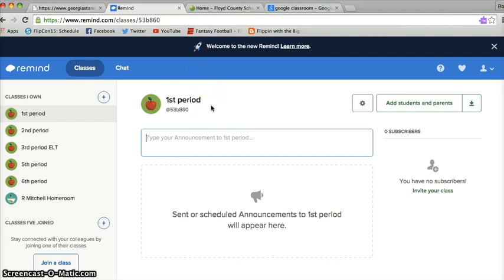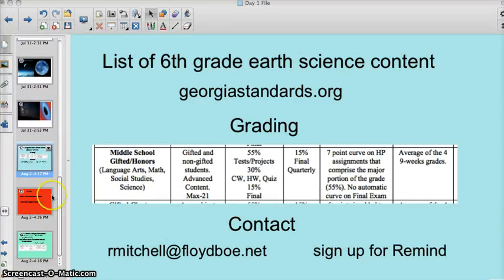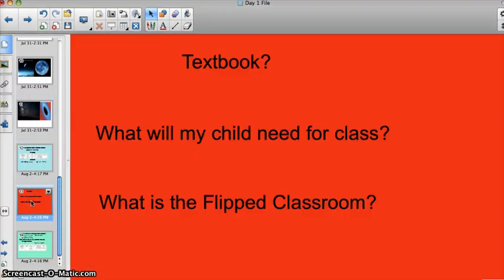Remind is a cool thing, so whenever there's a test coming up or some reminder I need to get home to you or everybody in the class, I can just send that. It shows up on your cell phone, and I kind of like that. Oh, let's see, what else do we have here?